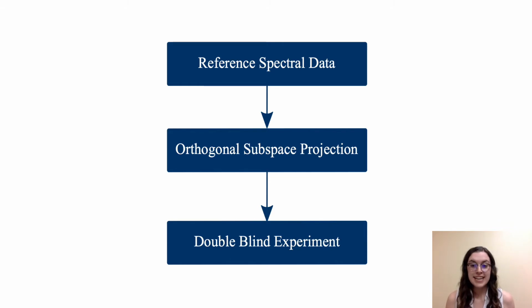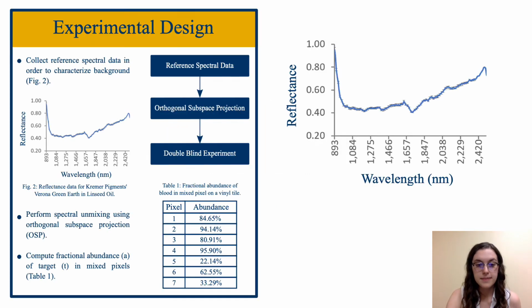Equipped with this sophisticated instrument, my research goal was to test the efficacy of HSI in a forensic setting for identifying latent trace blood signatures. To accomplish this, I needed to achieve 3 main objectives: gather reference spectral data, validate a method to unmix the spectral responsive pixels, and then perform a double-blind experiment to see if I can identify hidden or latent blood signatures not easily visible to a crime scene investigator's unaided eye.